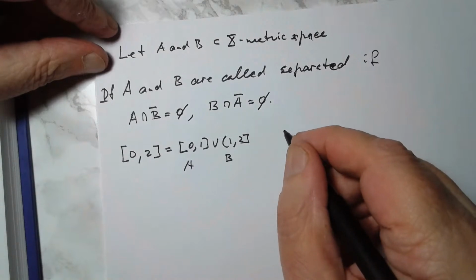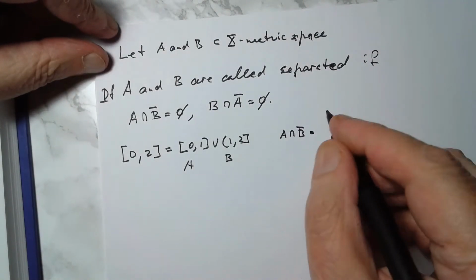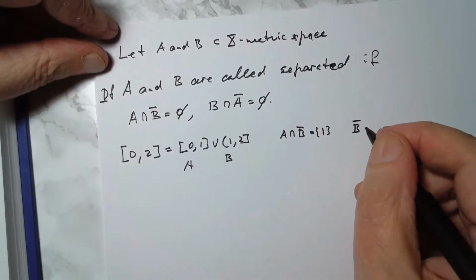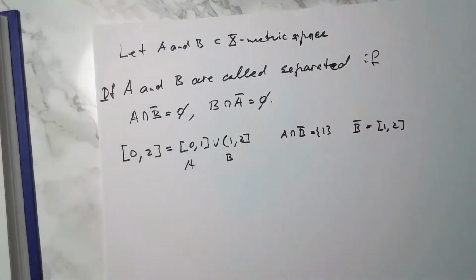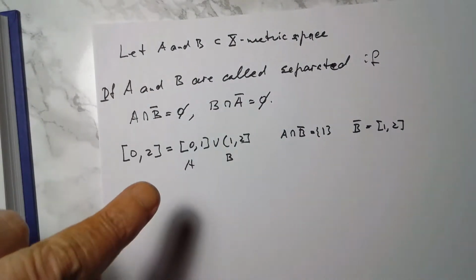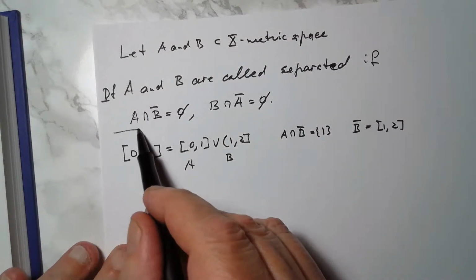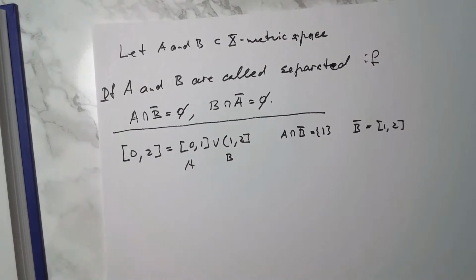On the other hand, if I take A and intersect it with a closure of B, I will have a point 1 in there because the closure of B is a whole interval 1, 2, and I will have the situation that this particular set is not a union of two disjoint sets. Okay, so this is a definition of disjoint sets. These definitions you have to know. It may be on the test, on the last test of the semester.